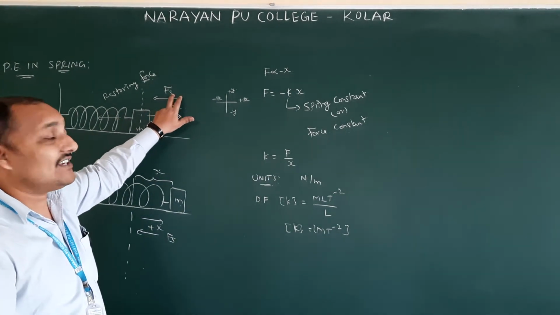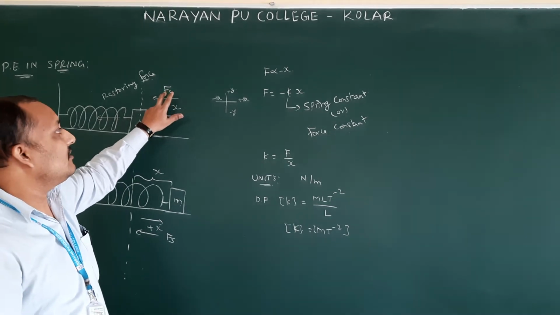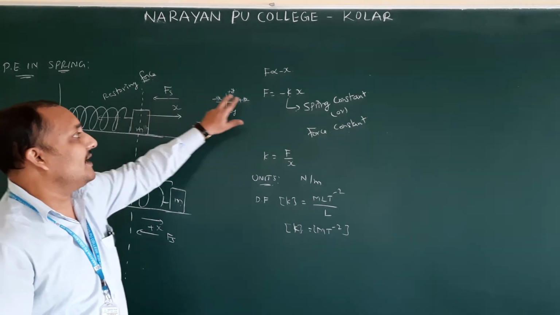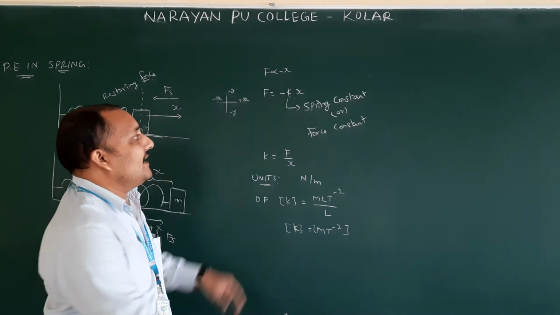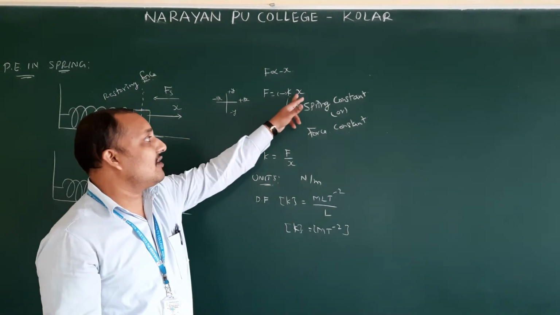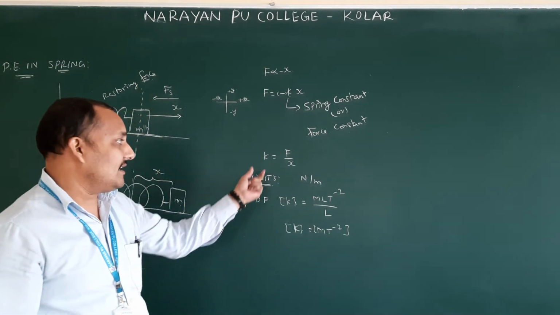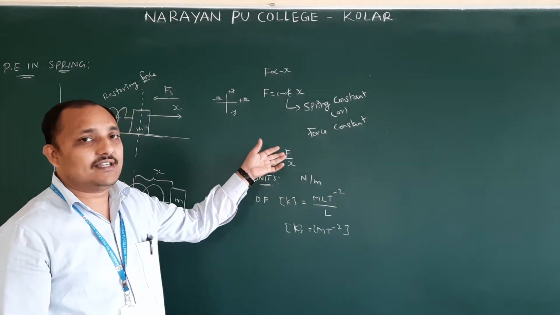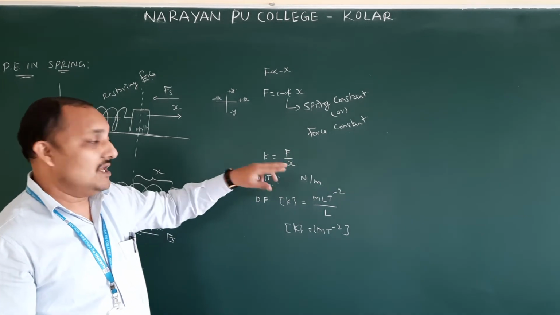Fs refers to the spring here, the restoring force developed in the spring. So F is equal to minus Kx. This minus indicates that force and elongation are in opposite directions. But whenever we are defining the spring constant, we do not take that negative. We have to remember this.